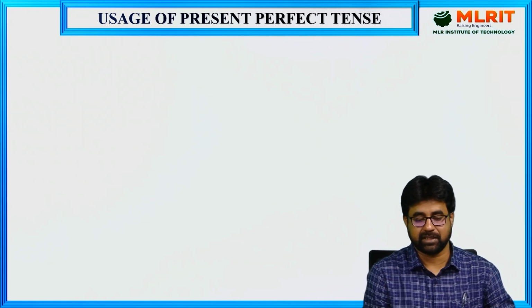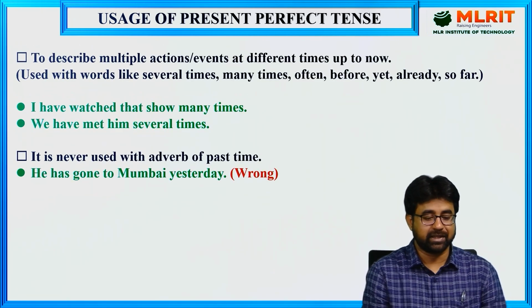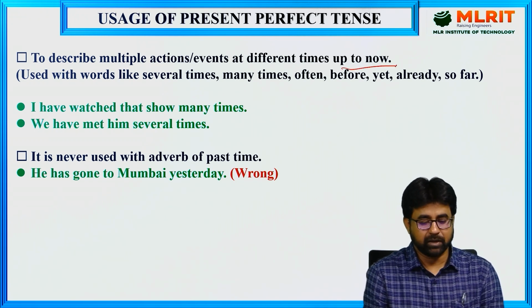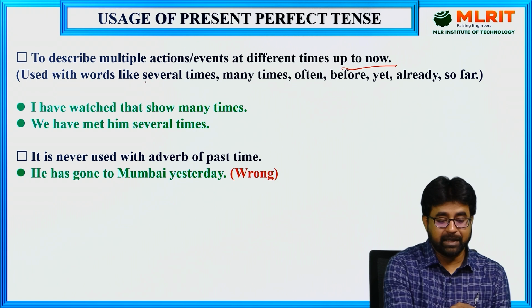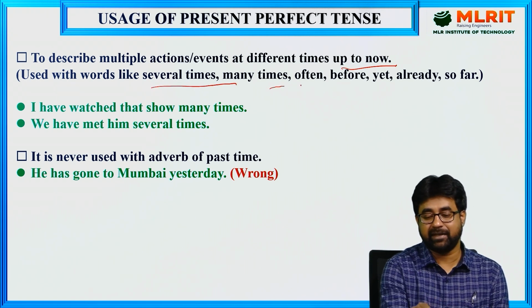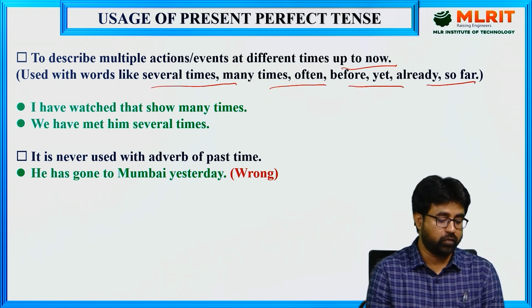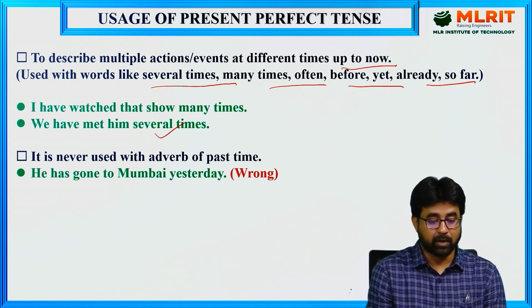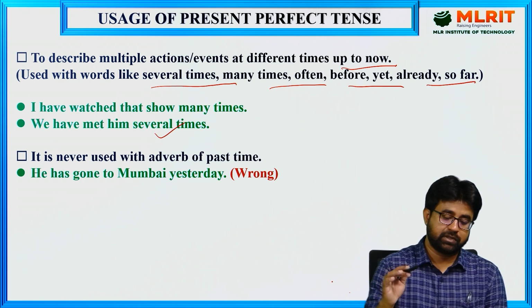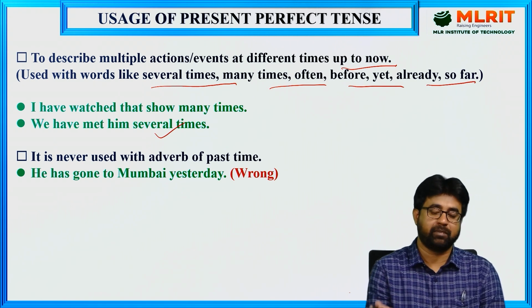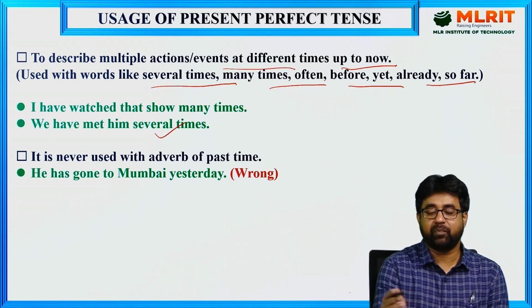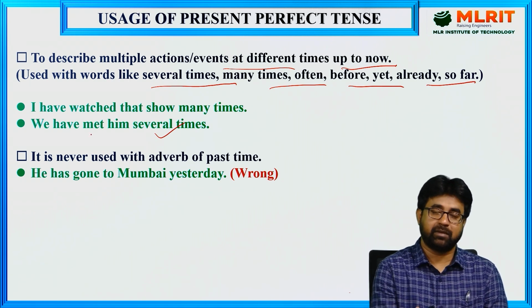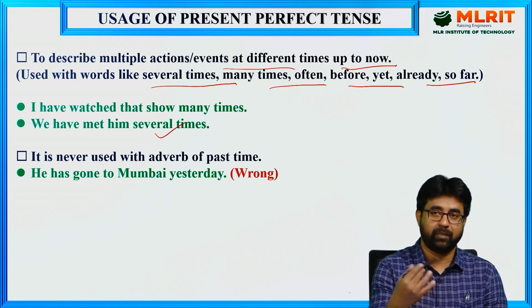Fine. Hope it's clear. Now let's see the next usage: to describe multiple actions or events at different times up to now. It is normally used with words like several times, many times, often, before, yet, already, so far. See the example: we have met him several times. If you're talking about multiple actions, not a one-time action, the action might have happened multiple times at different times from past to present. So I have met him several times. That means in the past I have met him and that action happened multiple times.